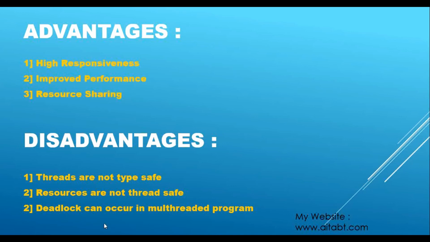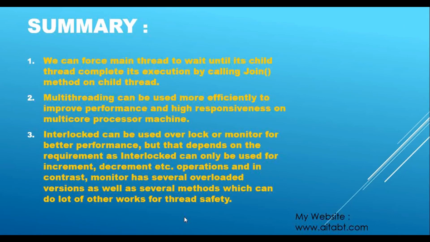Now the third disadvantage, that is, deadlock can occur in a multi-threaded program. That we will learn in the next part of this tutorial series, and we will also see how we can resolve this problem of deadlock which occurs in a multi-threaded program. So let's quickly see the summary. The first point: we can force a main thread to wait until its child thread completes its execution by calling the Join method on the child thread. We have seen that Join method.